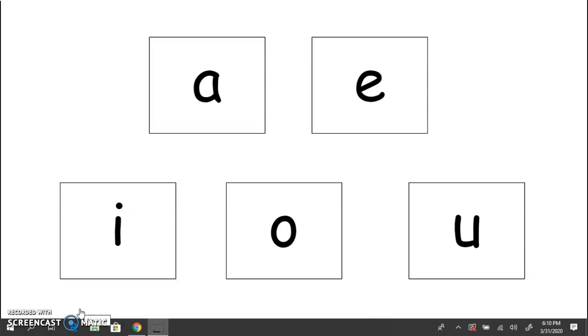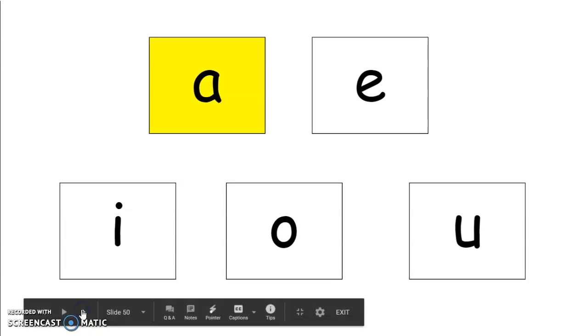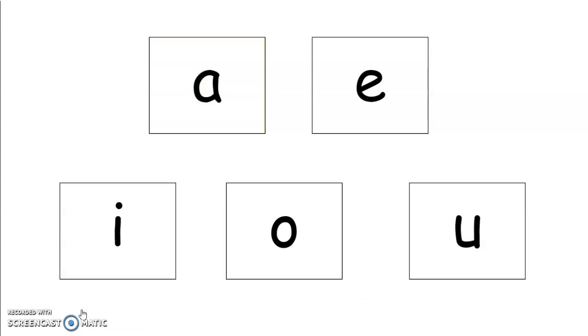Repeat that sound after me. Good. What vowel makes the ah sound? That's right. A says ah. Let's try the next one. The sound is ah. Repeat that sound. Good. O says ah. The next sound is the sound uh. Repeat that sound. Good. Which vowel makes the sound uh? That's right. U says uh.